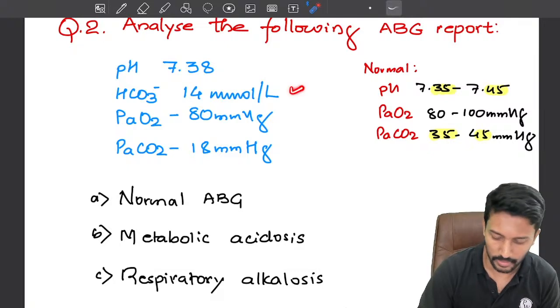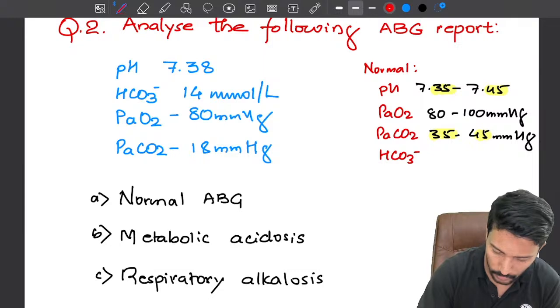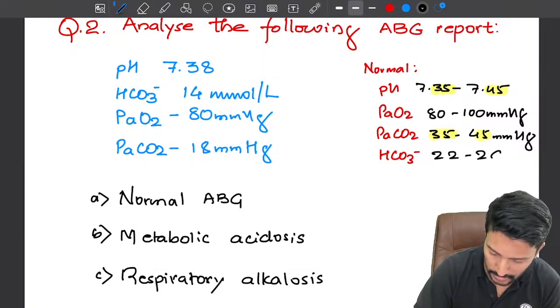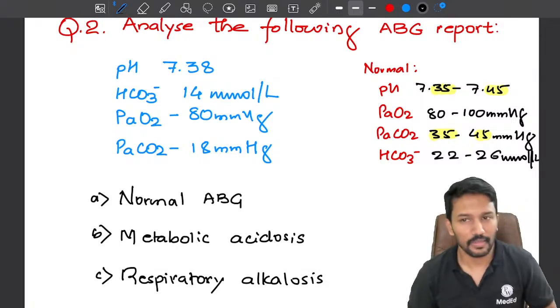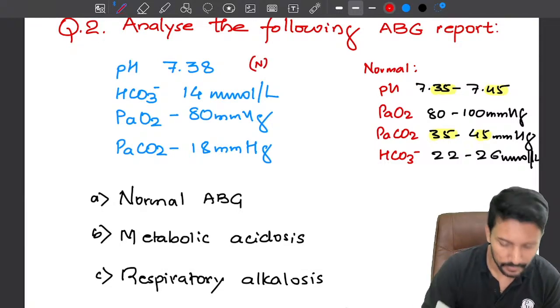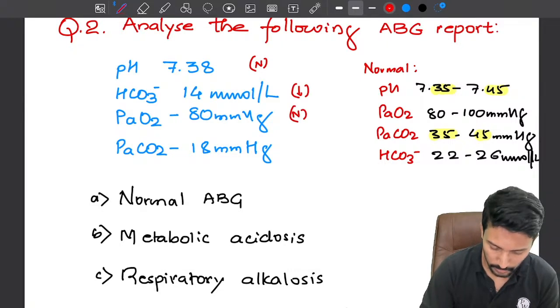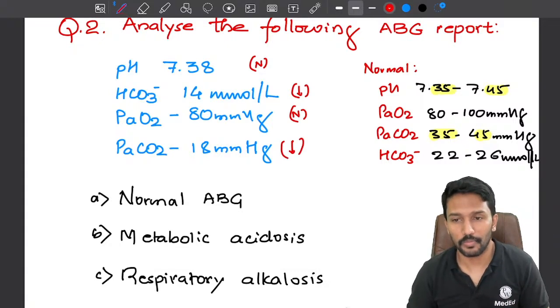when I look into the bicarbonate, I forgot to mention you the bicarbonate values, right? HCO3 minus values, normal is in the range of 22 to 26 millimoles per liter. Okay, now do you think this bicarbonate is normal? pH appears normal, right? Bicarbonate is low, PaCO2 appears normal, PaO2 appears normal, and PaCO2 it is decreased, right, less than 35. So can I call this as normal ABG? No, right? This is an abnormal ABG.